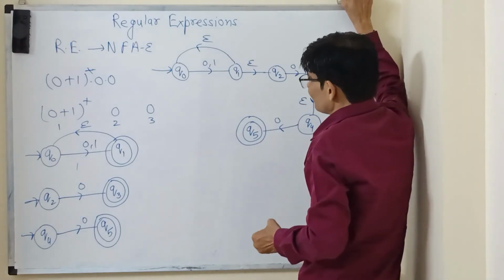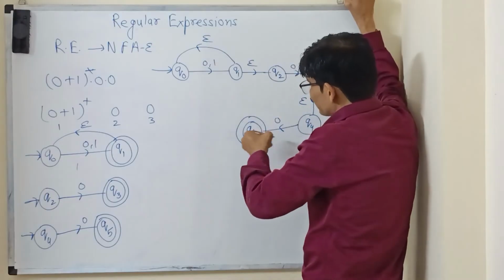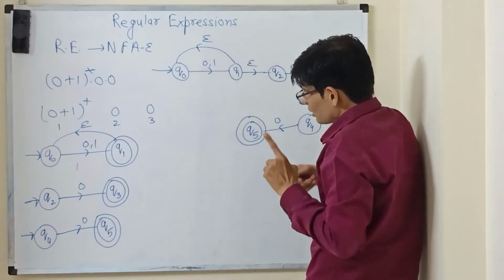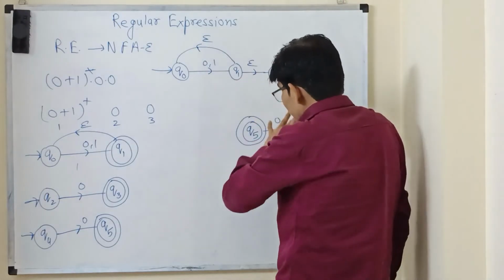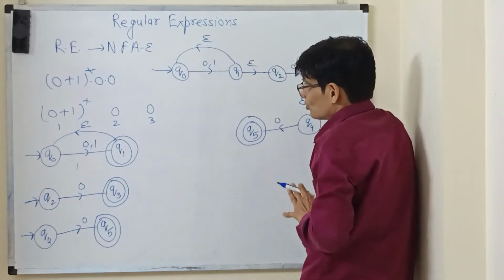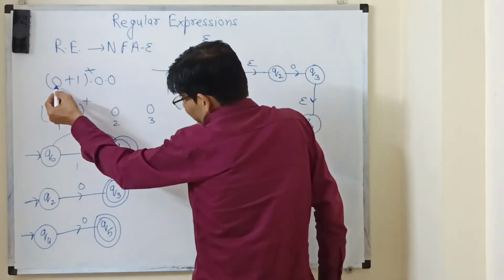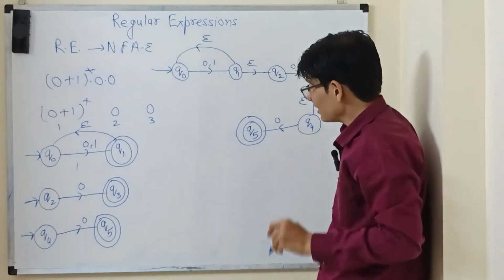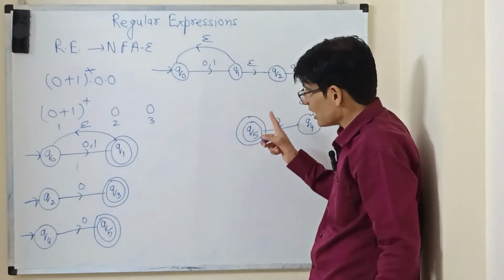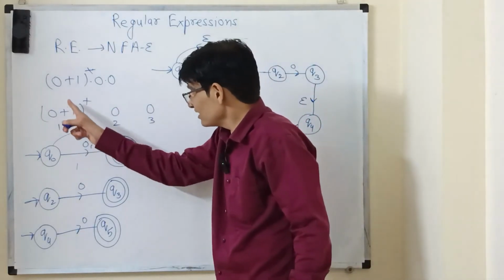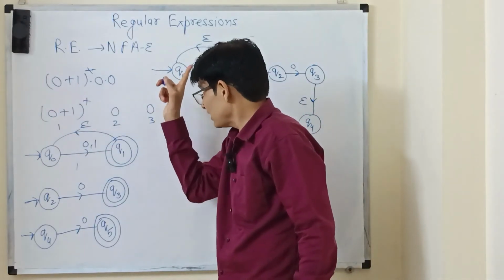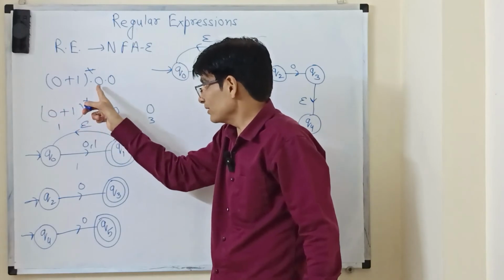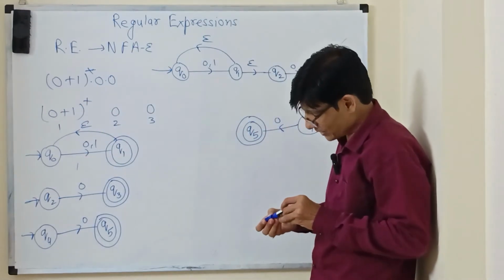Now you can see, my friend, all these machines are connected in a series. So the language of this particular NFA with the epsilon move would be the language of this regular expression. So this is how you can create an NFA with epsilon move equivalent to any given regular expression.